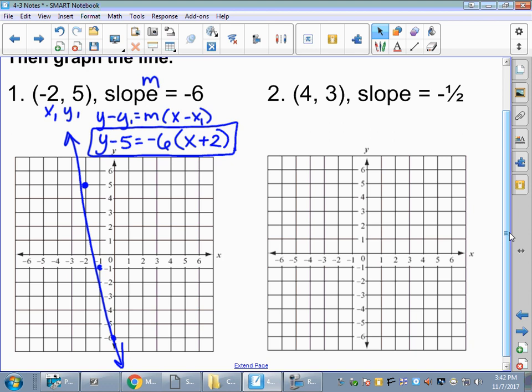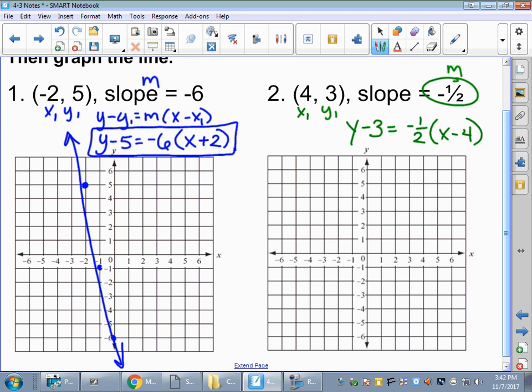So for this next example, here my x1 is 4, my y1 is 3, and my m value, or slope, is -1/2. So y minus 3 is equal to -1/2 times x minus 4. And when we look at this, we're going to use the point 4, 3. So I go over 4, up 3 to get my ordered pair.